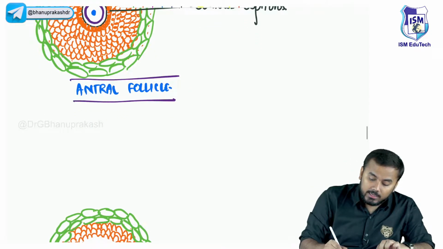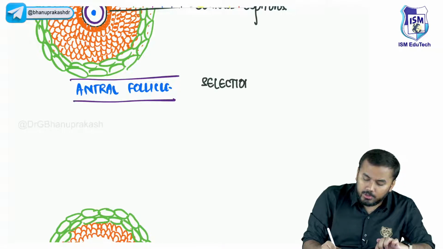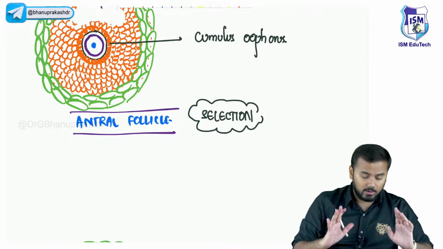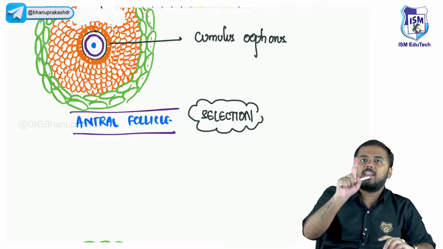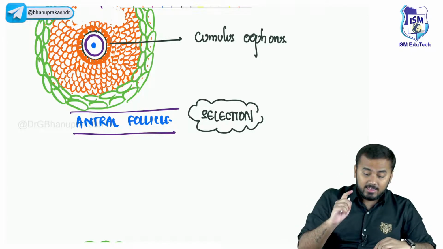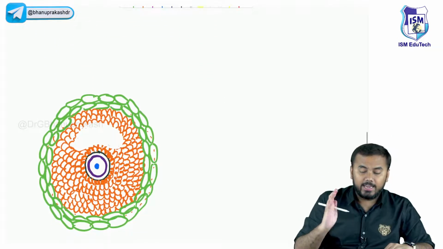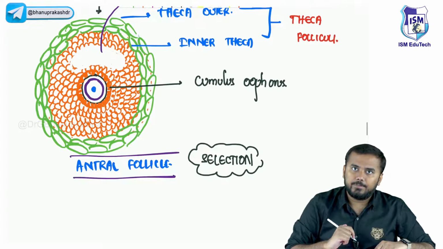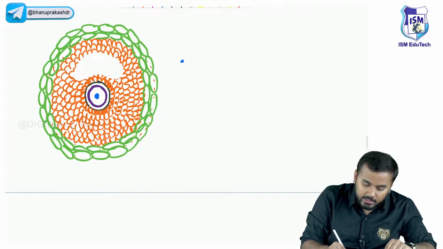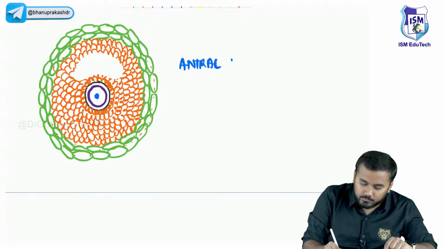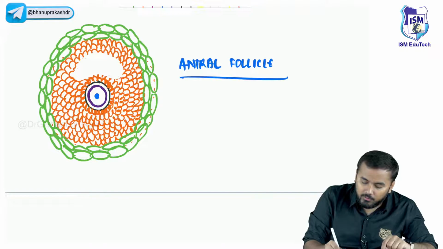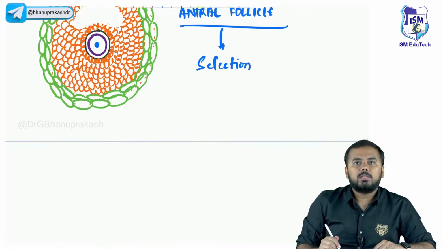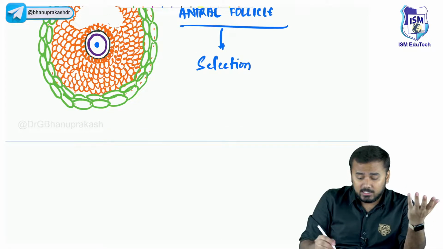So this is called antral follicle. Now at this antral follicle stage, selection happens. What do you mean by selection? Selection means there are hundreds and thousands of antral follicles. Out of all these, only one antral follicle is selected. That selected antral follicle will enter into the next step. So this antral follicle will undergo selection, and because of this selection it will enter into the next step. Sir, on which basis will selection happen?